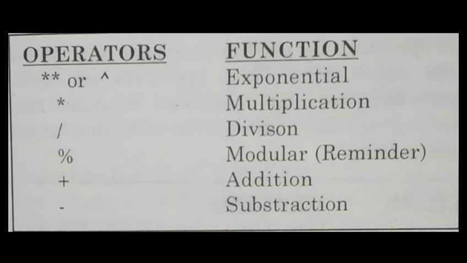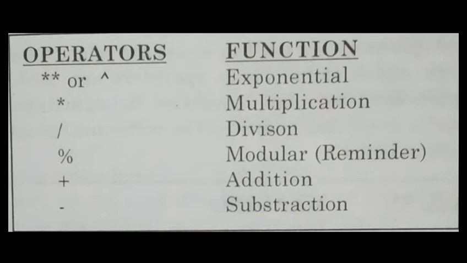Then after multiplication, then after division, then modular remainder, then plus addition, then minus subtraction. For modular, the percentage sign is there, right? For multiplication, the asterisk sign is there. For division, the slash sign is there. For modular, the percentage sign is there. Addition, plus sign, and subtraction, minus sign. You are aware of it.